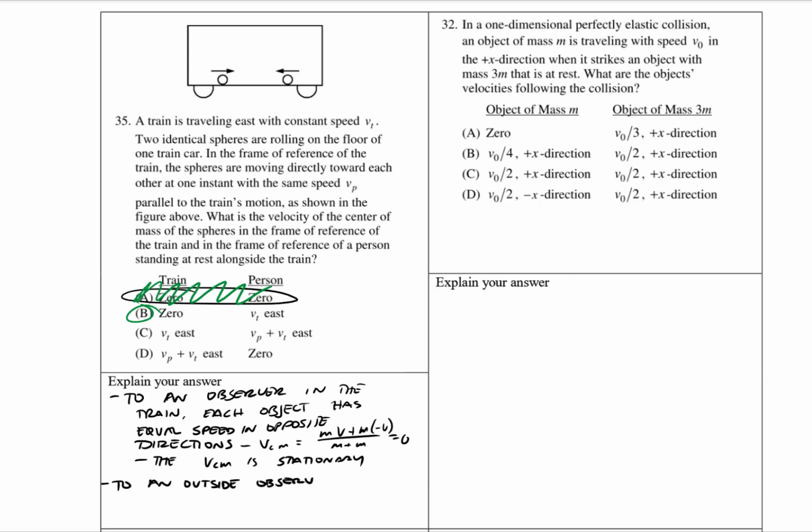To an outside observer, all stationary objects inside the train are moving with the speed of the train. They have the train's speed. That's why that's going to be Vt. So the answer is B there. Sorry for the confusion earlier.